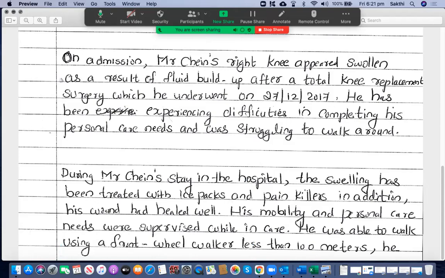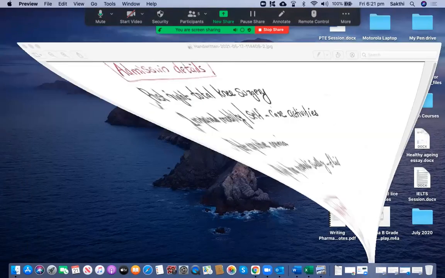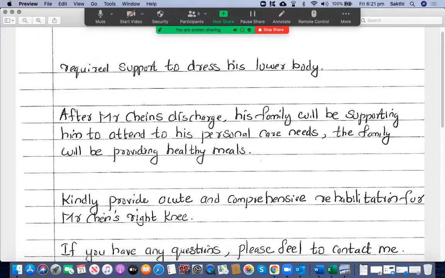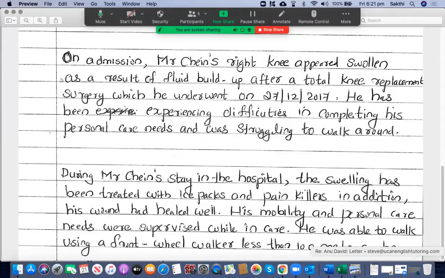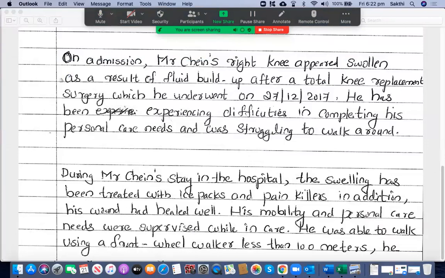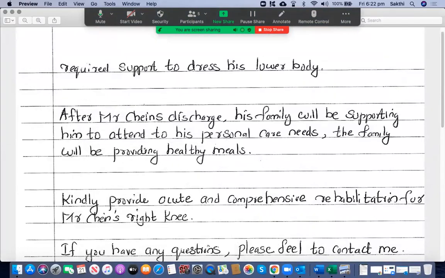Let me go through the next page. Where's the next page? Okay, that's not the one. That's not the one as well. I think that's the one. Okay, and he required. So you should have mentioned and he required, but you didn't say that. What you have written is comma he, and it should have been started with and then he. And he required support to dress his lower body.